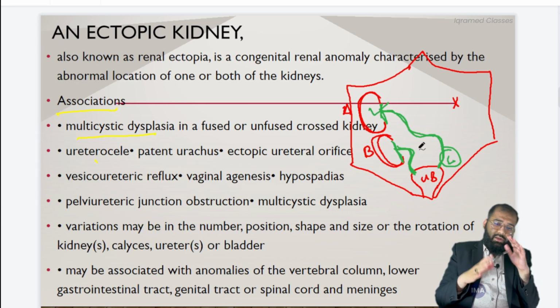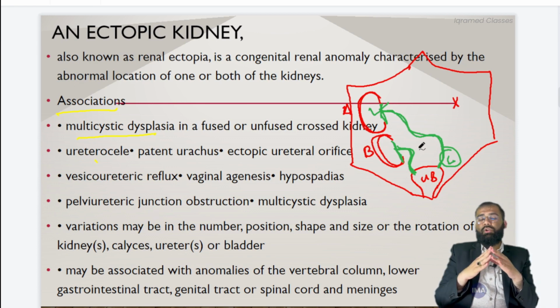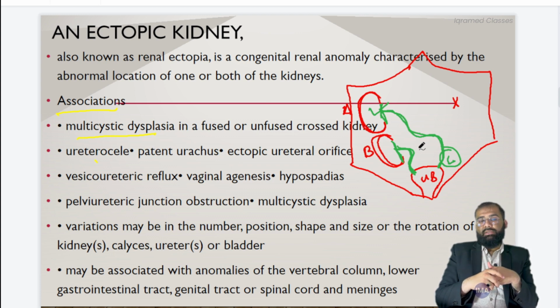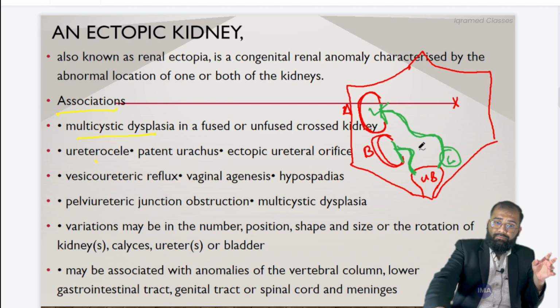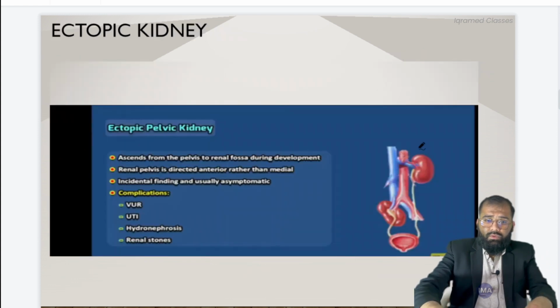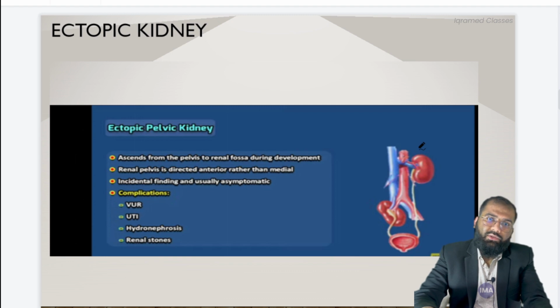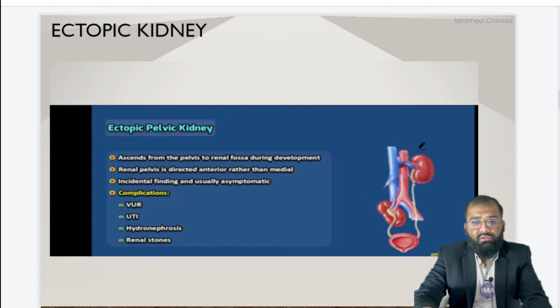And whenever you see ectopic kidney, you should always look for other defects, especially GI defects, anomalies of the vertebral column like spinal dysraphism, genital tract anomaly, anorectal abnormalities, spinal cord abnormalities like diastematomyelia, and meningeal abnormalities. So we have seen ectopic kidney may be associated with vesico-ureteric reflux, UTI, or sometimes it might have ureterocele, renal calculus.